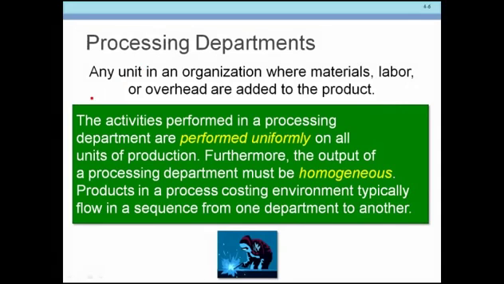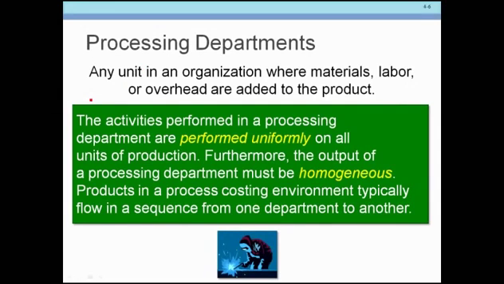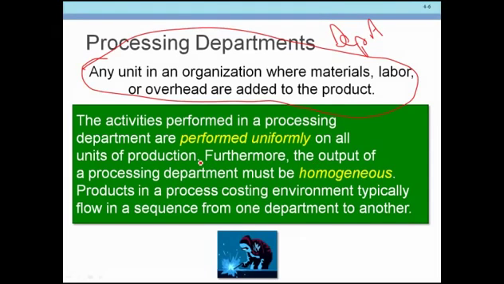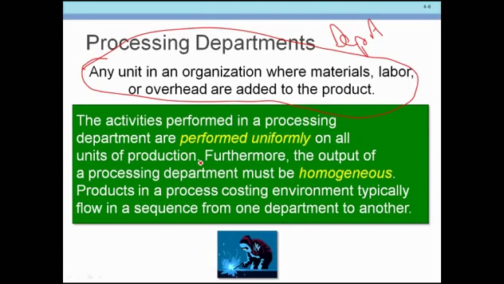Now we need to talk about the processing department. What we looked at is the differences and similarities. Now let's look at the processing department. A processing department is any organizational unit in an organization where material, labor, and overhead are added to the product. So we might have material, labor, and overhead added in department A. The activities performed in a processing department are performed uniformly on all units of production. So the way we apply material, labor, and overhead is uniform. All the units basically consume the same amount of material, labor, and overhead.